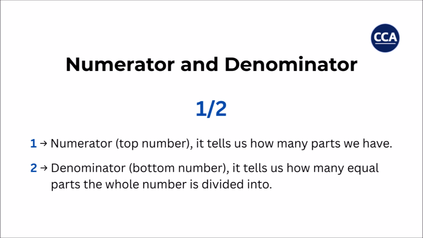Every fraction has two parts. The top number is called the numerator. It tells us how many parts we have. The bottom number is called the denominator. It tells us how many equal parts the whole is divided into.